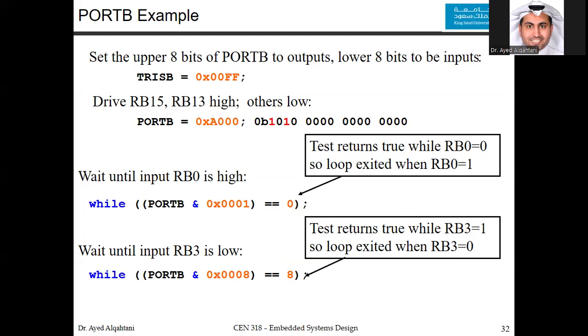Here is more examples to get familiar with dealing with the ports, port A or B. Here we choose B. Similarly, we can do the same for A. It's also important to differentiate between the TRIS and the PORT. The TRIS is for setting or configuring the pin: is it input or output? And the PORT, or the LAT, we call them PORT and LAT, are only for the specific values. So let's continue.